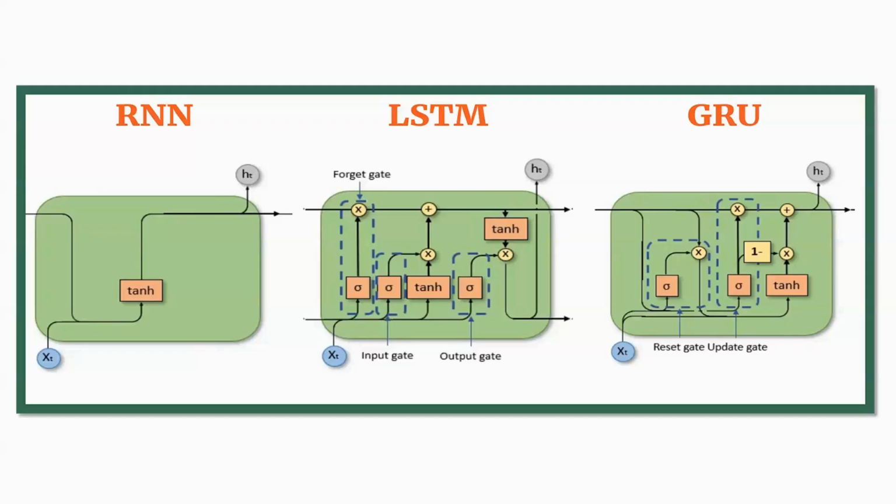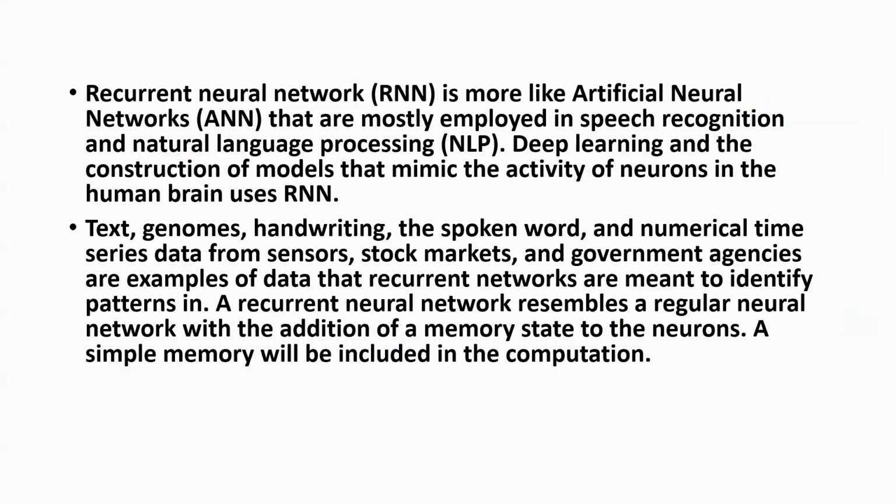Stock prediction models sequence financial data, so you can easily predict stocks. From this, recurrent neural networks, RNN, are a part of artificial neural networks that are mostly employed in speech recognition and natural language processing (NLP). Deep learning and the construction of models that mimic the activity of neurons in the human brain use RNN. Text, genomics, handwriting, spoken words, numerical time series data from sensors, stock markets and government agencies are examples of data in which recurrent networks are meant to identify patterns.